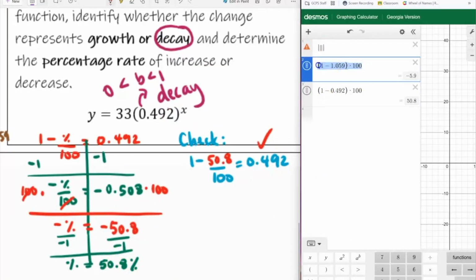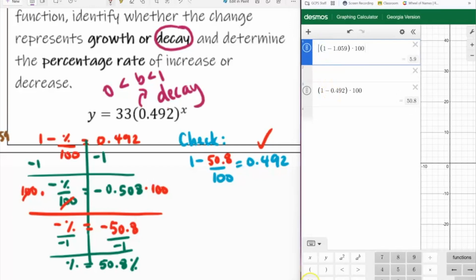Absolute value is just going to do it for you. So it'll always make anything negative positive. So if you just want to do it like that, you can see that it's made it positive for you. So you can put in absolute value, or you can just remember it's always a positive value. So it's 1 minus whatever your b is times 100.